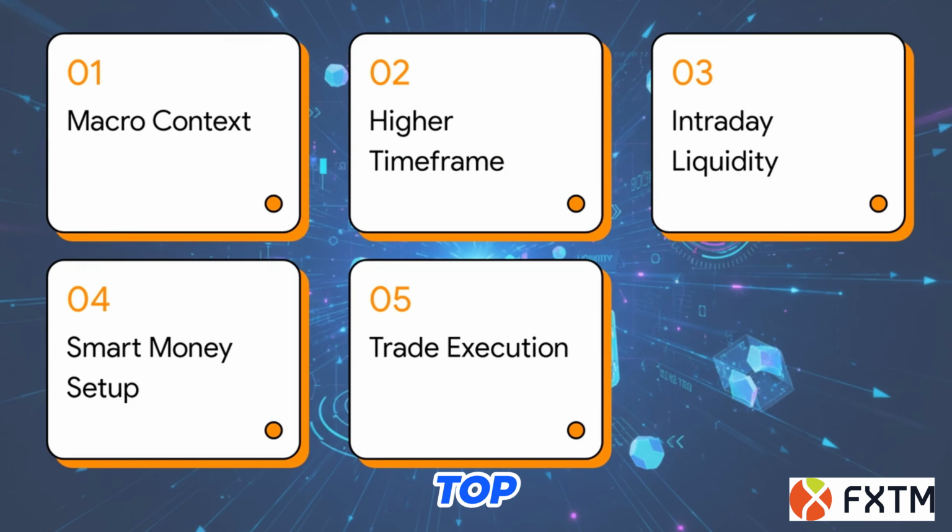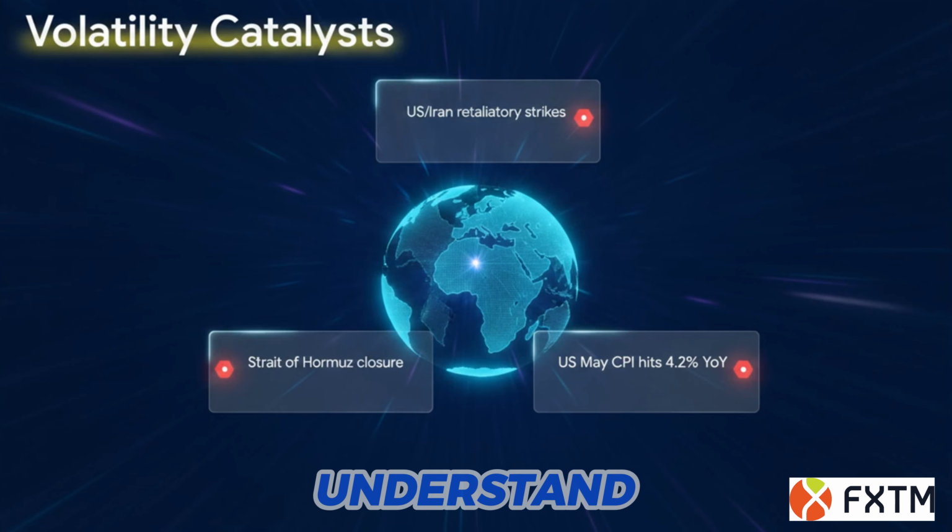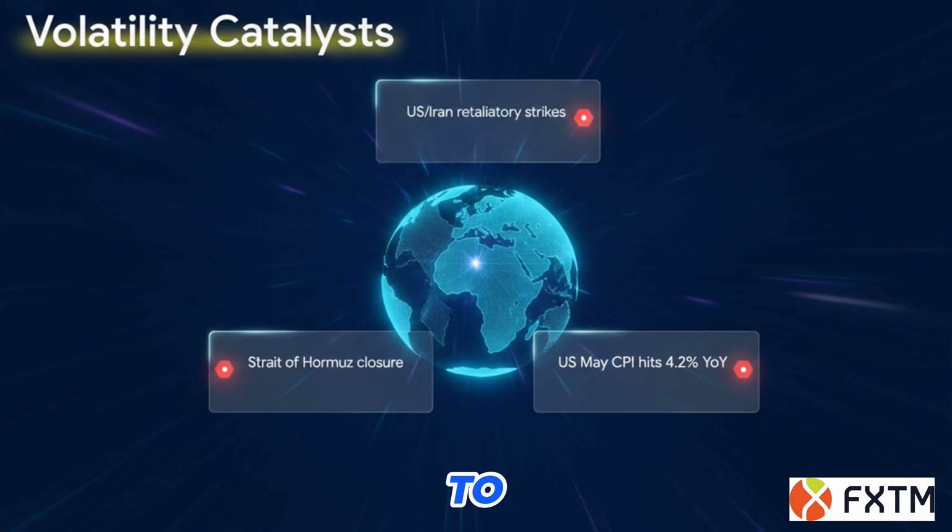Okay, here's our top-down briefing. We'll cover the macro context and fundamentals, higher time frame market structure, intraday liquidity and targets, our institutional smart money setup, and finally, trade execution and invalidation. Section 1. Macro context and fundamentals. We need to understand the geopolitical environment, not to guess the market's direction, but to see exactly what smart money is using to generate volatility.